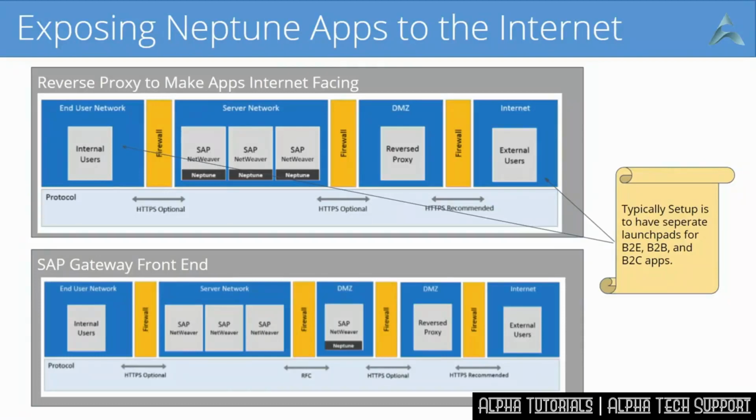If you're deploying Neptune to multiple backend systems or you're wanting to connect to multiple backend systems, one of the most common ways is to actually set up a gateway. So as I said, Neptune can be installed on any NetWeaver stack. And so you can deploy this on a gateway server, and then you can do RFC calls to any backend SAP ECC or BW system or CRM system.